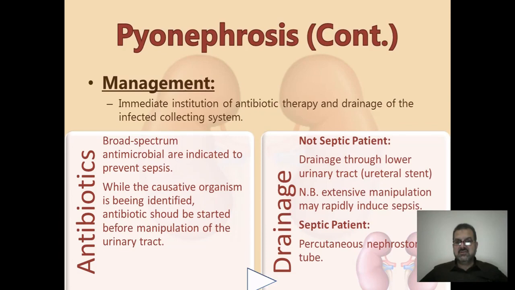If we put a DJ stent by doing cystoscopy from below, we are using irrigation with pressure. That means you can push the bacteria into the bloodstream and make the patient go into bacteremia and sepsis quickly. For this reason, in a sick patient we prefer to do only a percutaneous nephrostomy rather than a DJ stent insertion.